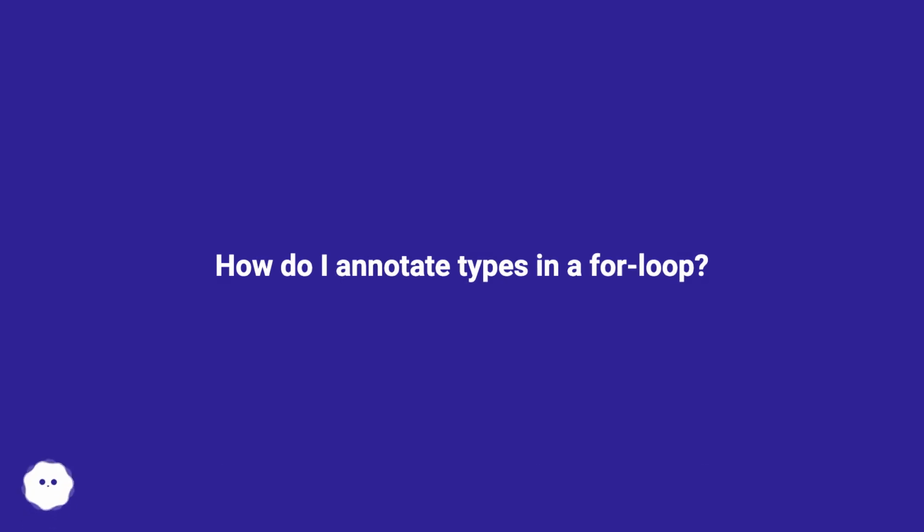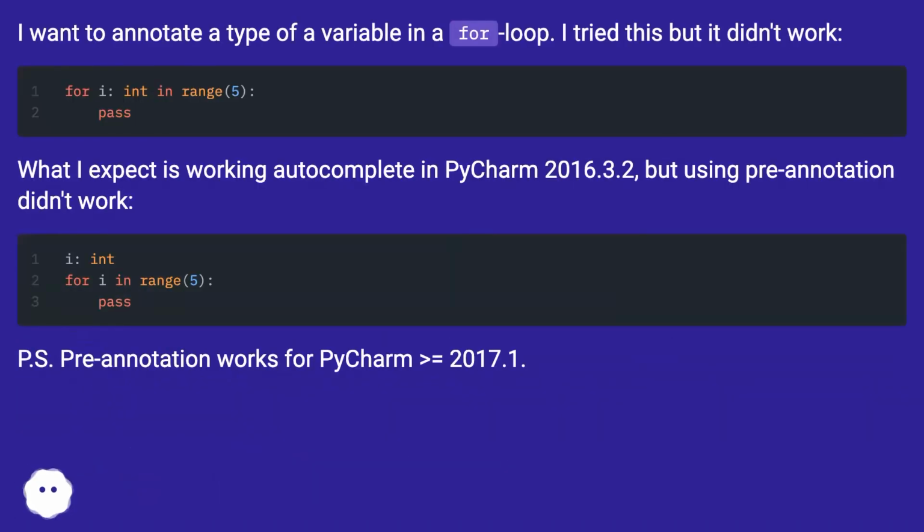How do I annotate types in a for loop? I want to annotate the type of a variable in a for loop. I tried this but it didn't work. What I expect is working autocomplete in PyCharm, but using pre-annotation didn't work. PS: pre-annotation works for PyCharm greater than or equal to 2017.1.